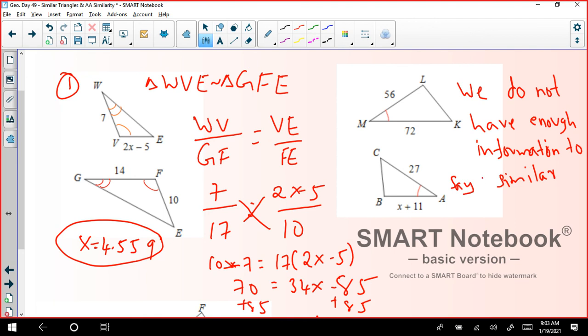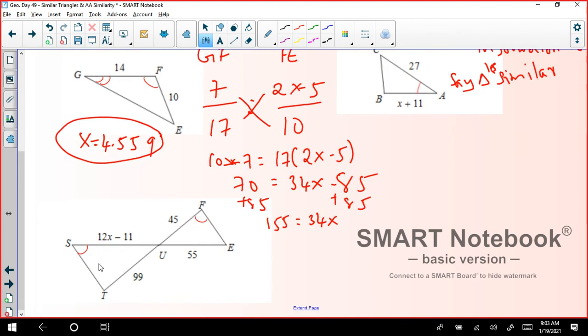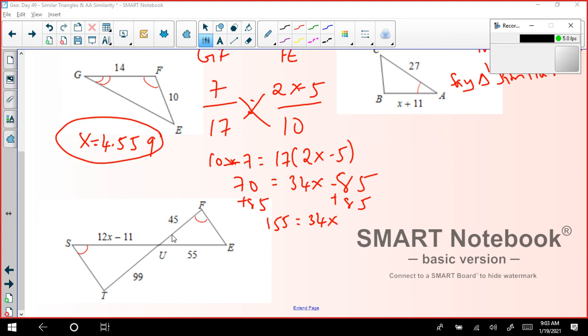Say triangles, I'm just writing in this manner, triangles are similar. We do not have enough information to say triangles are similar. So just try this last one, check whether the two triangles are similar, and if they are, then solve for x. I'll give you like a minute or so, then we'll go on to the next slide.